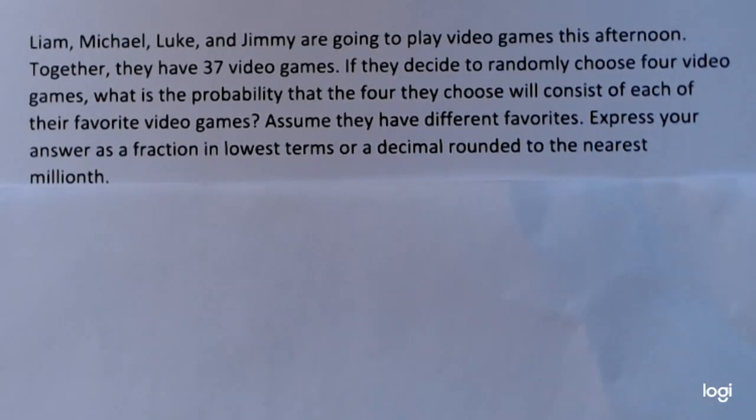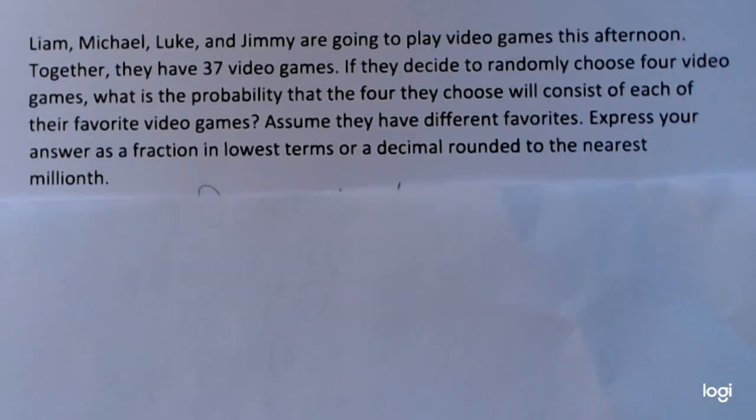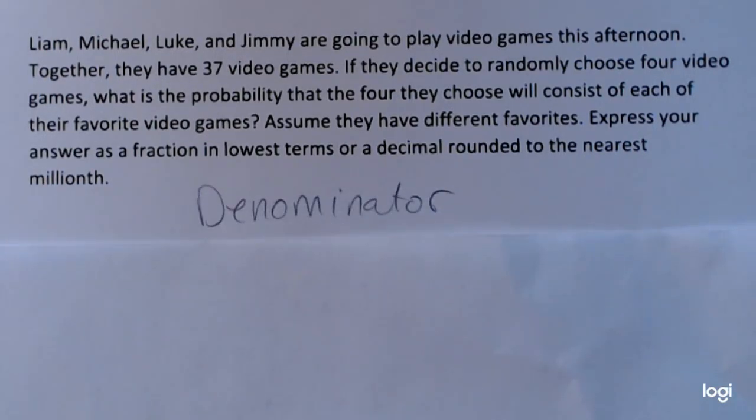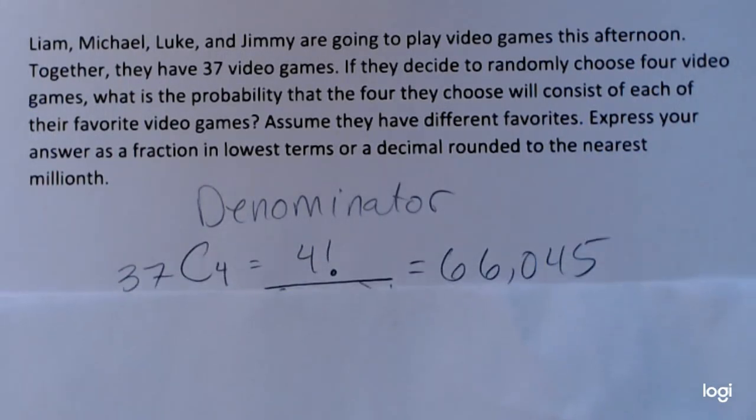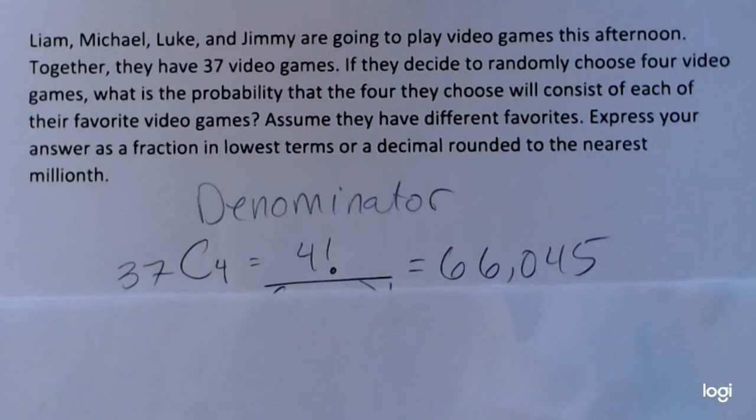Okay, so the first thing I would do for a problem like this is go ahead and find the denominator. The denominator is going to represent the case where we choose 4 videos out of 37. And in this problem, order doesn't matter. It's like generating a subset, similar to a jury selection problem or a lotto ticket problem. So I have 37 videos, and I want to choose 4.